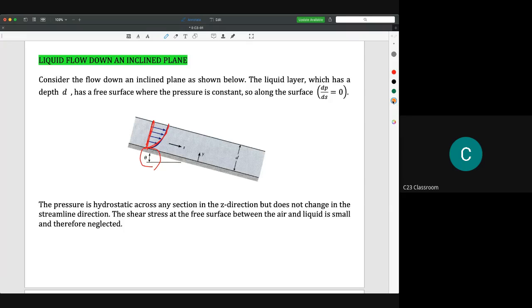Okay, and then again, we assume that the depth here is D. The pressure is constant, so we assume that dP/ds is equal to 0. Because it is open to atmospheric pressure, the pressure acting on this water flow can be neglected, so it is equal to atmospheric pressure.